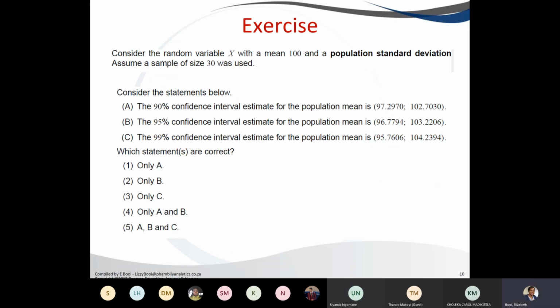So let's say, for example, this is an exercise that I need to do. I'm going to do A and I'm going to do B, and you're going to do C. And then we can answer the question. So consider the random variable X with the mean of 100 and the population standard deviation of... gosh, it didn't copy everything. I'm missing my population standard deviation on this exercise.